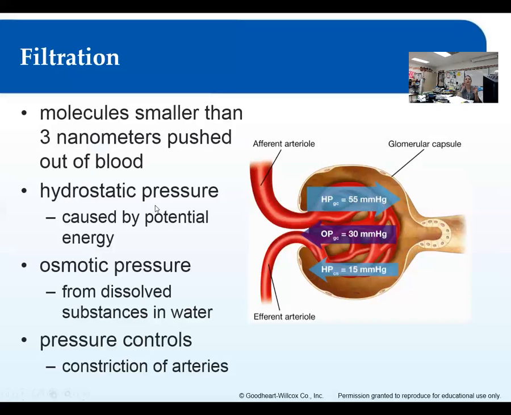Hydrostatic pressure is that pressure that we're talking about. It's just what's pushed through. And look at this. I want you to see this anatomically. Notice the efferent arteriole here and the afferent arteriole. The blood is coming in to the glomerulus through this afferent arteriole, and notice it's much larger than this efferent. One of the things that does is it makes the pressure in here much higher.